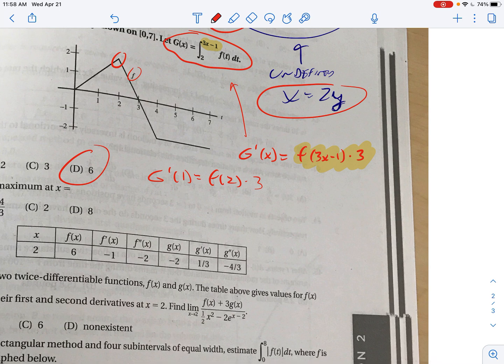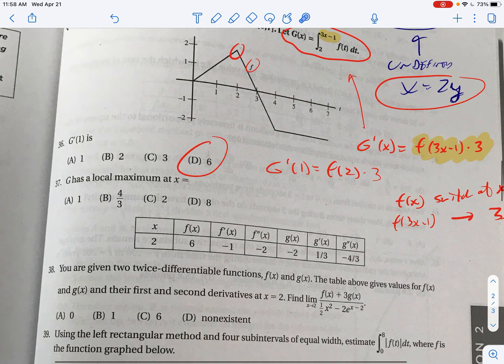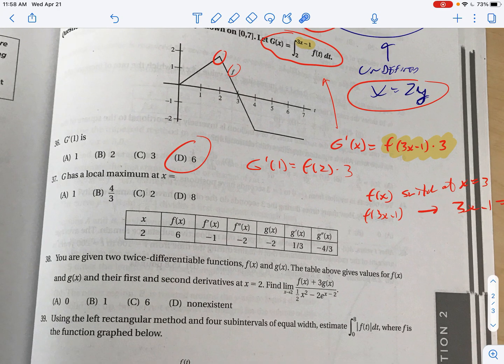So we'll notice that f of x makes the switch from positive to negative when x is equal to 3. So f of 3x minus 1 would make the switch when 3x minus 1 is equal to 3. So 3x equals 4 and x is equal to 4/3. When x is equal to 4/3, the thing we're taking f of is 3, and therefore we have a switch. So 37 is B.